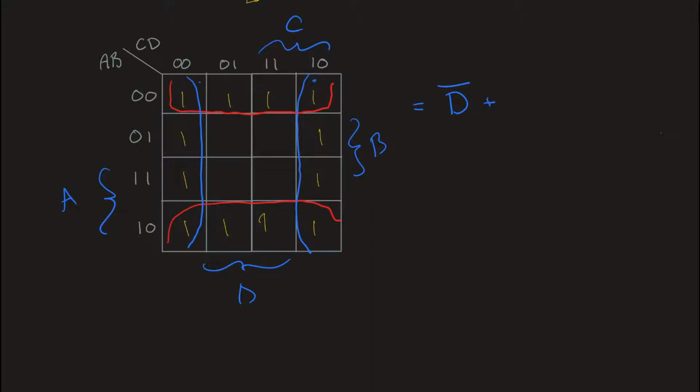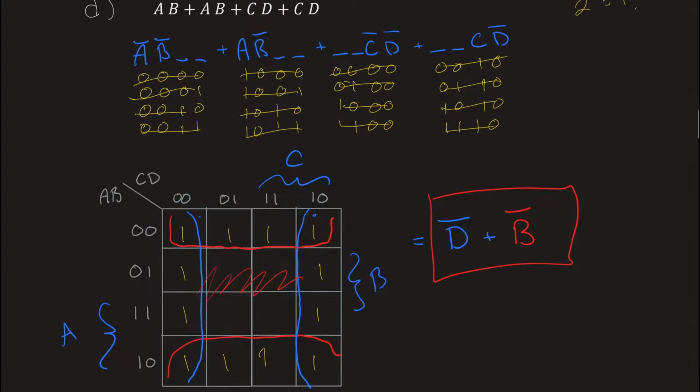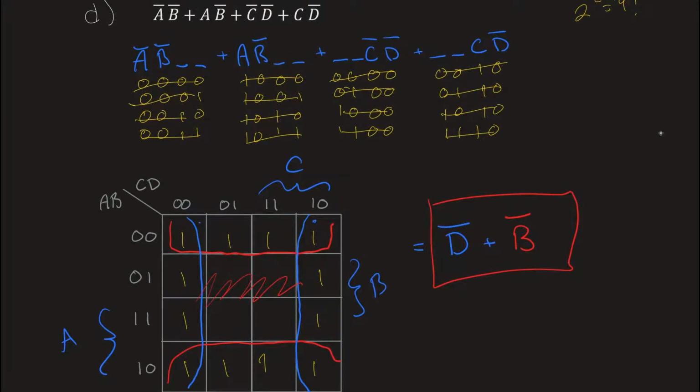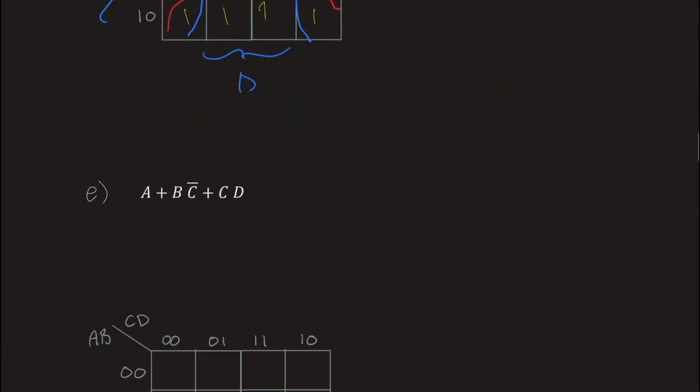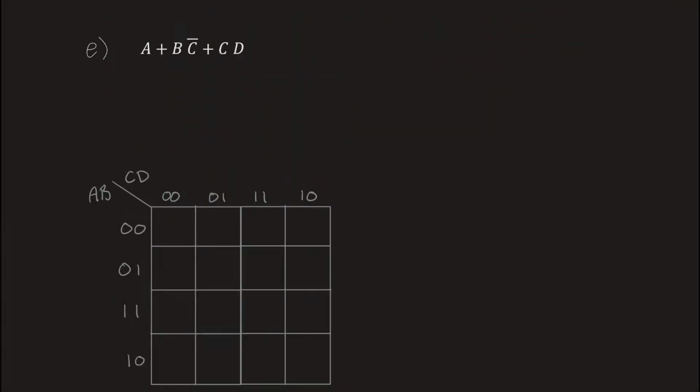Or, now let's do the red group. Red group is half in, half out of A. It's entirely outside of B. Remember, this is B here, and the red group is outside of that. It crosses C and it crosses D. So that right there is all we need. That whole equation can be simplified to just this one OR gate. Pretty nice.